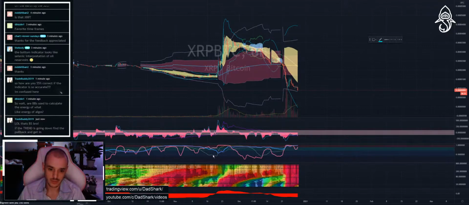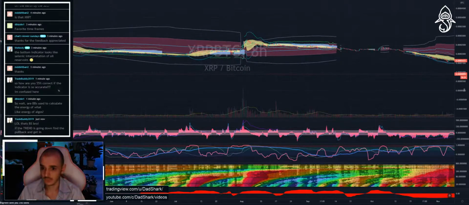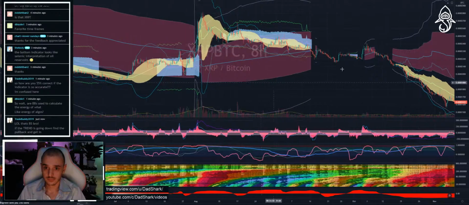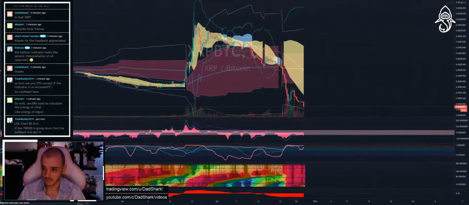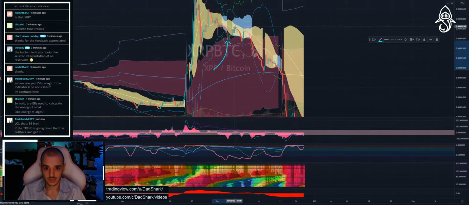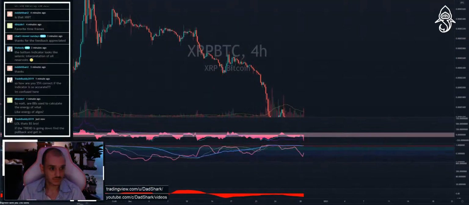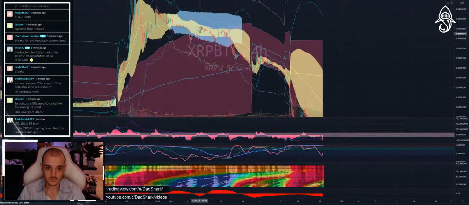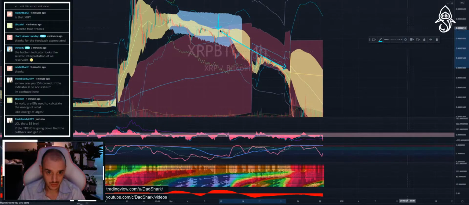If trend is going down, find the pullback and get in. Yeah, sure. Okay, you can do that. That's what we did here, right? We tried the long here. We didn't make any profit. So what happens? We short here on the rejection and we make our profit. Right? That's 50% win rate right there. You took a long here and you didn't win, and you took a short here and you did win.